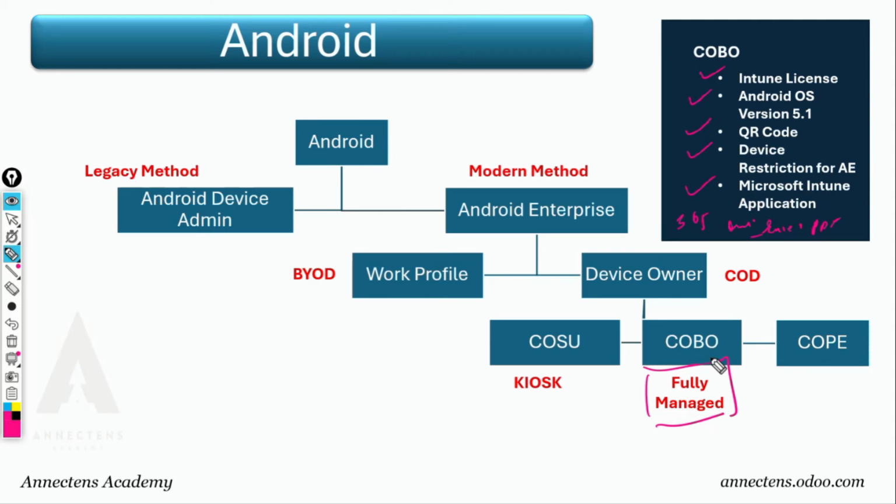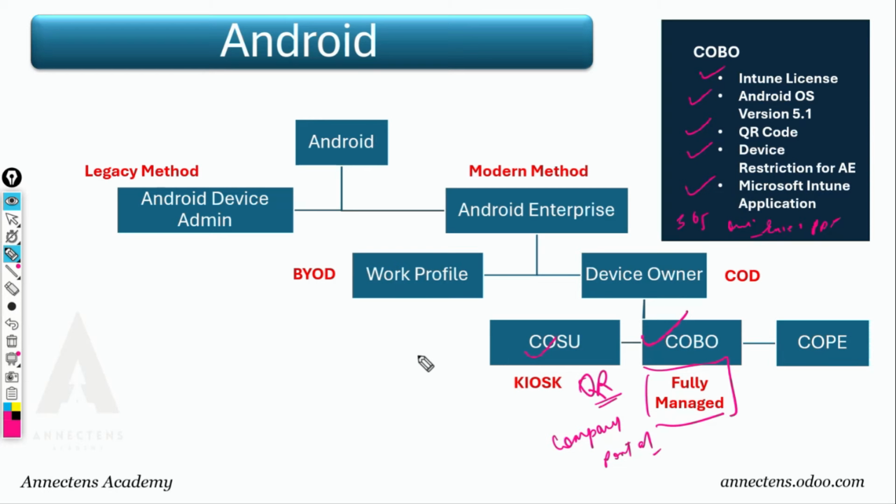So in Kobo, when you're setting up, we require the Microsoft Intune app, whichever latest version of Company Portal is there. That needs to be installed, and that is called the Intune application. We used to call it the Intune application; now it has been renamed to Company Portal. So remember always, for COSU and Kobo, we require a QR code. Without a QR code, it is not possible.